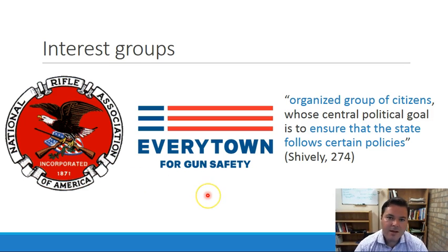On the other side, you'll often have interest groups that face off against one another. There's another pretty large interest group, certainly not as influential as the NRA, but that would be Everytown for Gun Safety, right? And the Brady Campaign and lots of other interest groups that are on the other side of this issue from the NRA. They are really focused upon ensuring that the state restricts the ownership of firearms, or at least puts certain criteria, standards, practices, and procedures upon that.